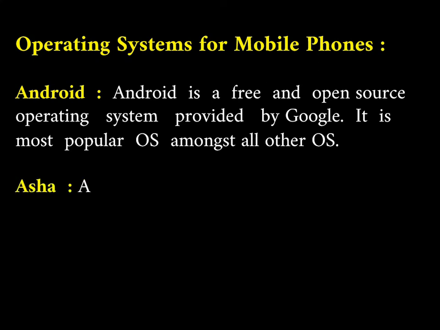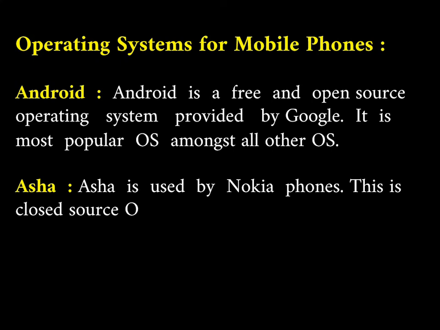Second one is the Asha. It is used in Nokia phones, and it is a closed source operating system. Meaning this is not open source, so no one can make changes in this operating system. Only the owner can make changes. All rights are reserved with the owners. He can make changes in the operating system, we cannot. So this Asha operating system you will find in the Nokia phones.